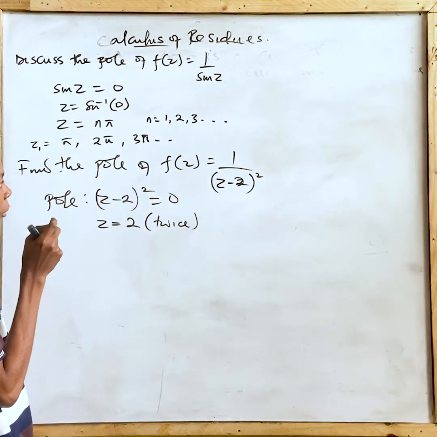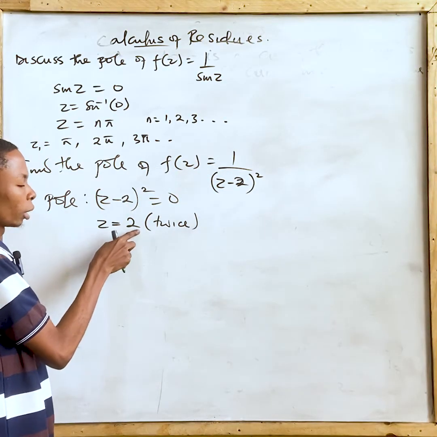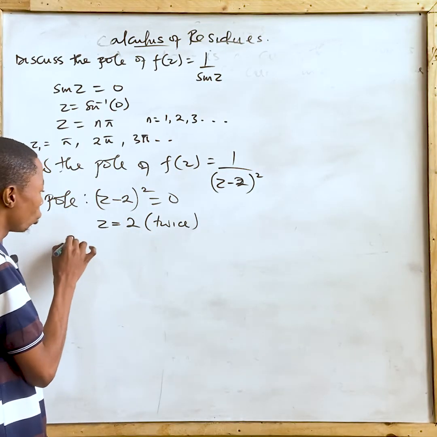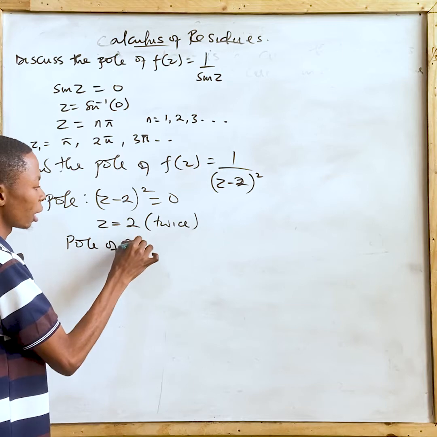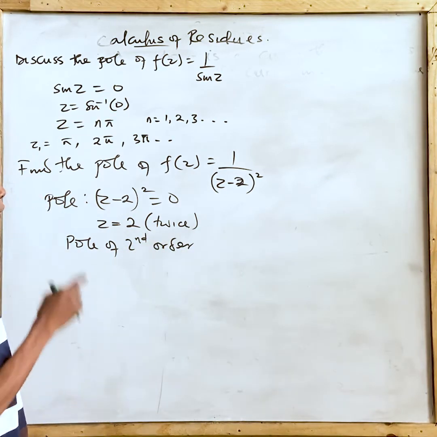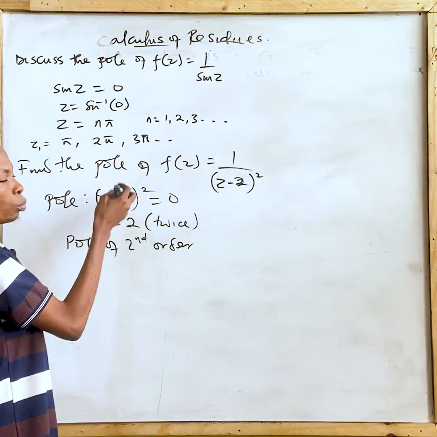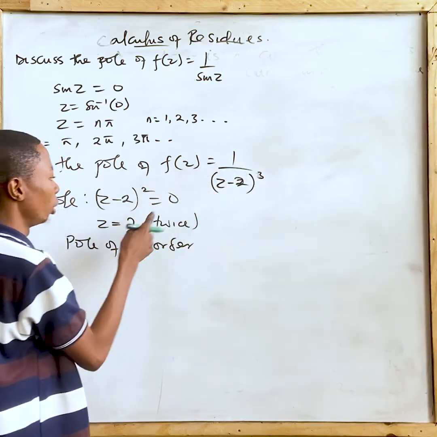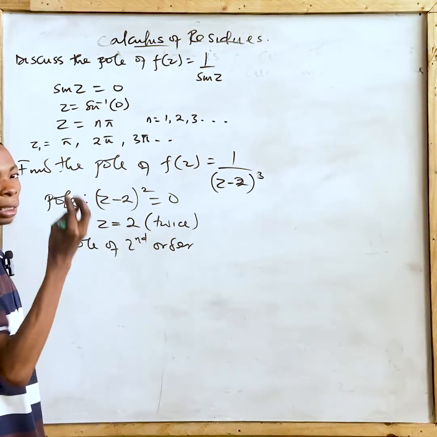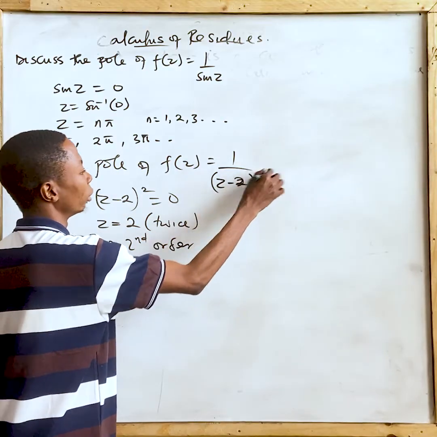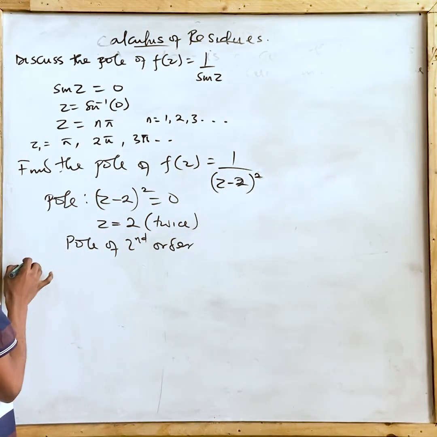So in a case where I have a value occurring twice or three times, if it is twice, we call it a pole of second order. (z-2)² is a pole of second order, because z equals 2 in two places. If it is (z-2) raised to power 3, our answer will be z equals 2 three times. So that will be a pole of third order. Okay.